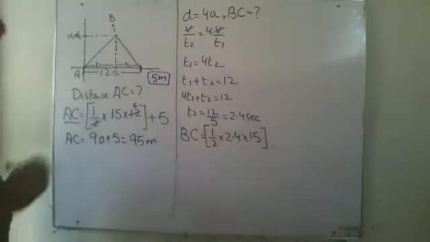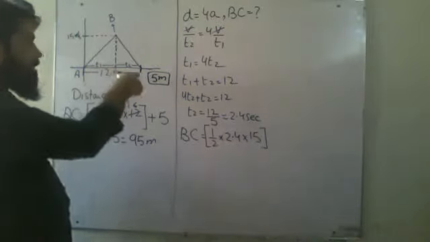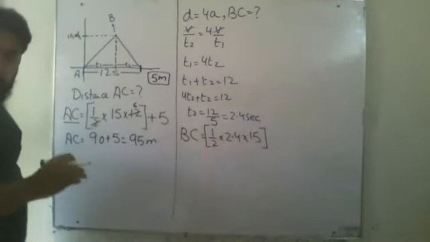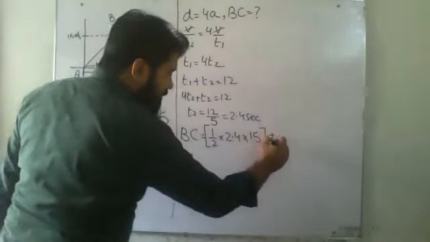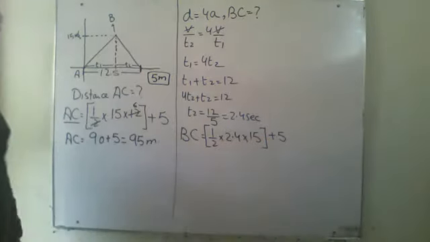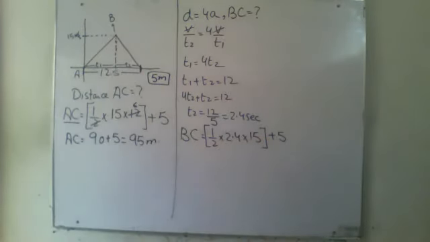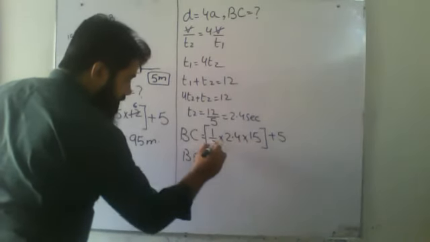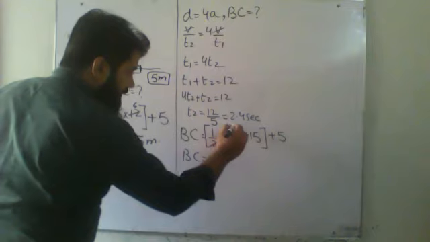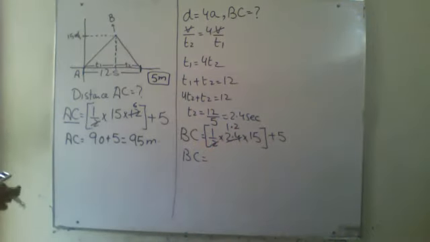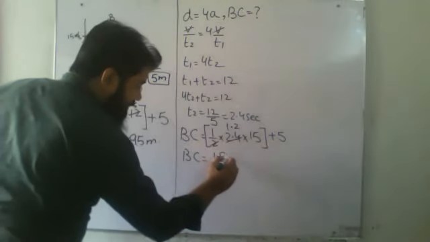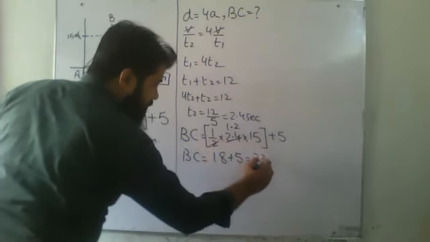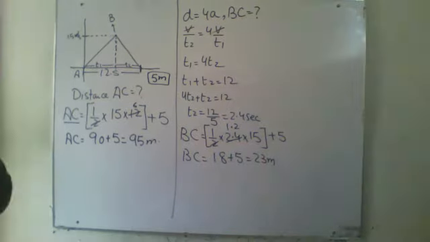Now, the body is not stopping at C. This is not point C. The body is stopping 5 meter before C. So I'm going to add plus 5 over here. When I simplify it, BC equals this, and this will be cancelled. This will become 1.2. 15 multiplied by 1.2, my answer is 18, plus 5 equals 23 meter. That's your final answer.